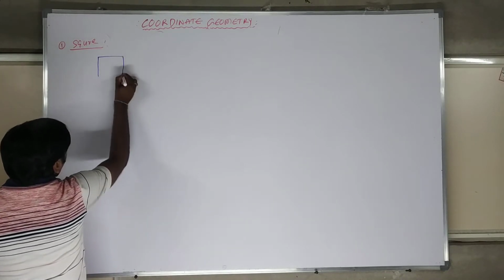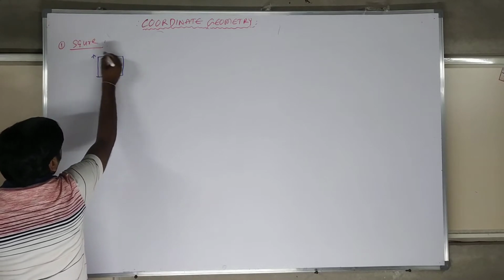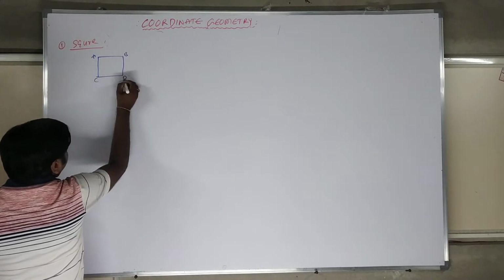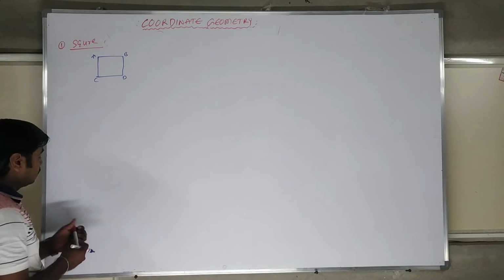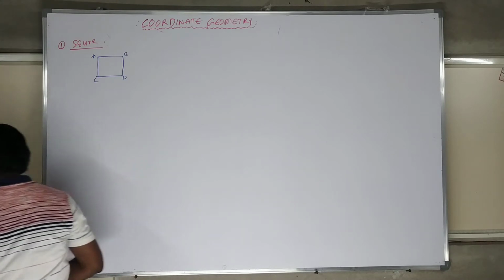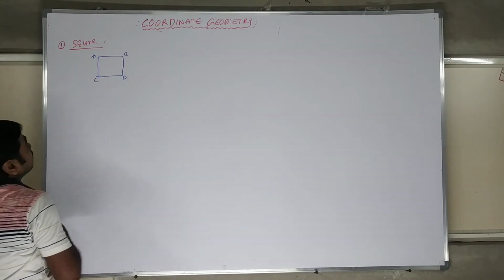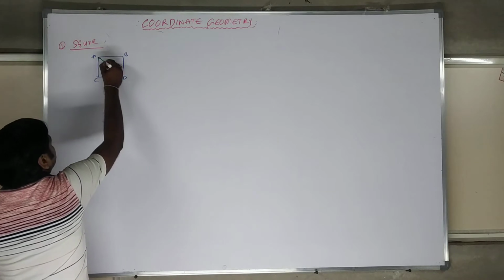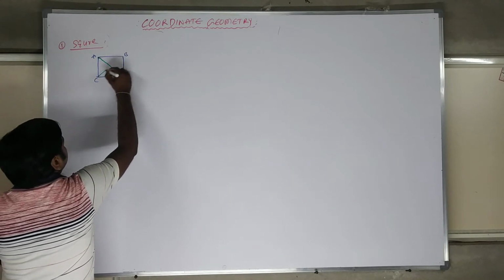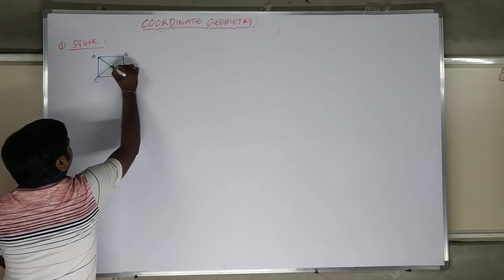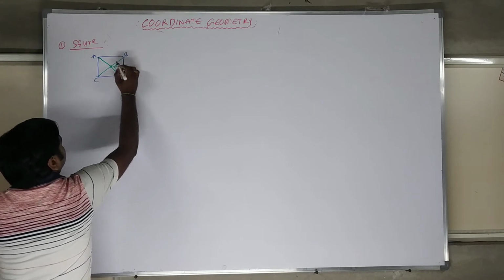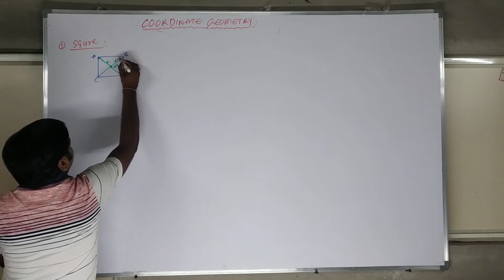Let us take the square ABCD. In between we have a diagonal. The diagonal is the D1 diagonal. Here is the other diagonal, D2, and we have a midpoint here where they meet. So D1 is one diagonal and D2 is the other diagonal.